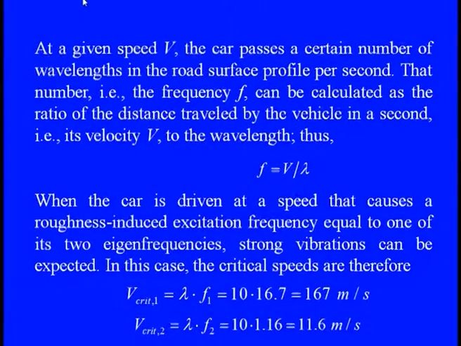So when the car is driven at a speed that causes the roughness-induced exciting frequency to be equal to one of the two eigenfrequencies, we can say strong vibrations can be expected at these two exciting frequencies. So we can calculate the critical speed. V critical is equal to lambda times f1 and lambda times f2. The wavelength lambda is given as 10, and the first exciting frequency was 16.7. So the first is 167 meters per second. For the second, lambda is 10 and f2 is 1.16, so we have 11.6 meters per second. These are the critical speeds where we can expect vibrations.